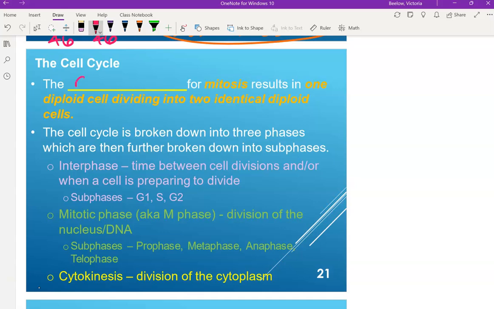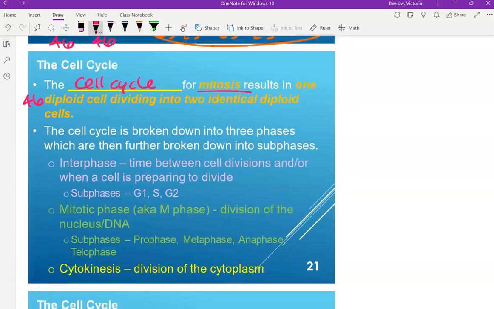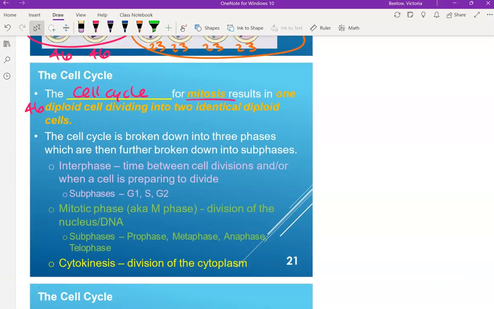So the cell cycle for mitosis, and then there's the cell cycle that involves meiosis. The cell cycle for mitosis will result in one diploid cell, so 46 chromosomes for humans, dividing into 2 identical diploid cells, which also have 46 chromosomes. The cell cycle for meiosis is a little different because you're going to end with 4 cells that are haploid and all genetically unique.